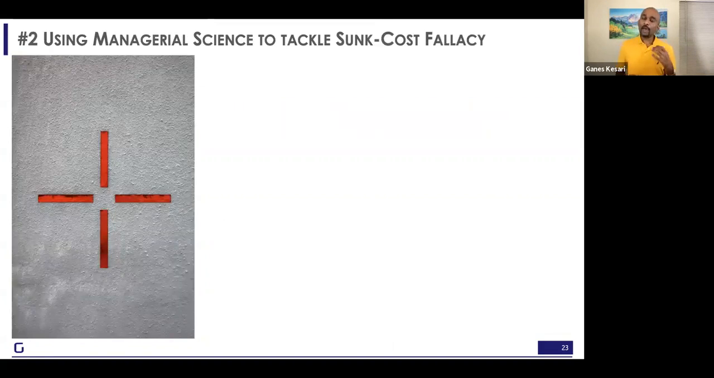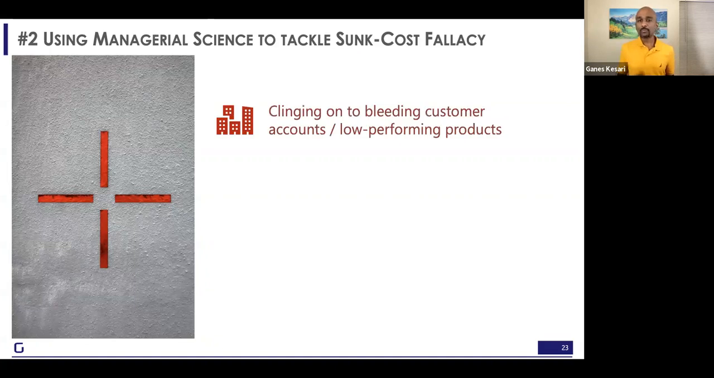Number two, using managerial science, how you can tackle the sunk cost fallacy. We saw the example of clinging on to bleeding customer accounts or low performing products. So how do you tackle this? First, you'll have to, again, take a step back and look at the overall outcomes your organization is targeting.